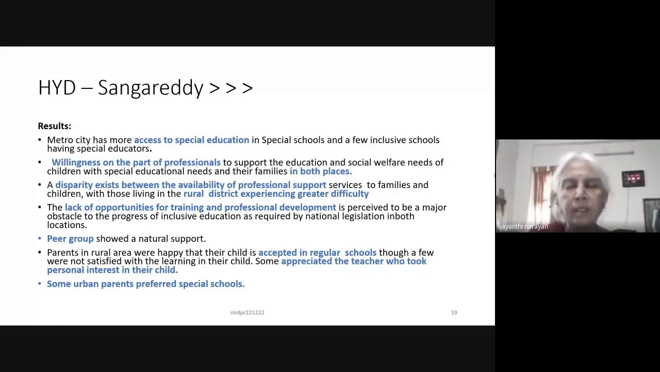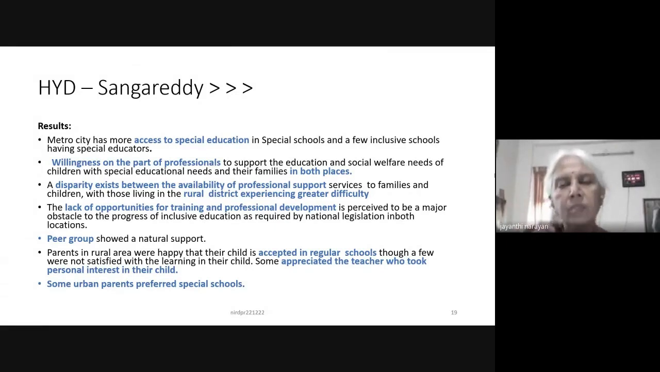So definitely there are more facilities in metro cities, just as with medical care or even higher education. It falls in line for education of children with disability also, that metro cities were better equipped. There was a lack of opportunity for training. Those teachers who are working in the rural areas did not have enough opportunity to update themselves or have in-service training programs and things like that so that they could do a better job.